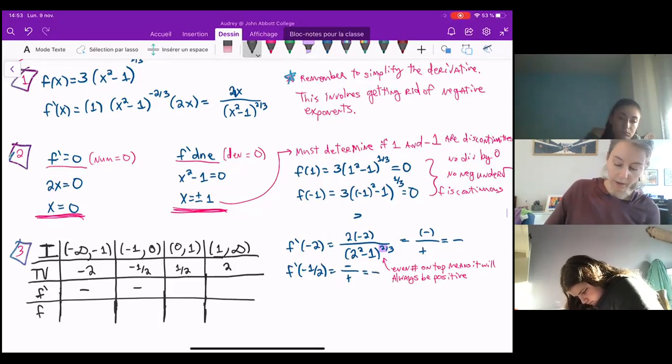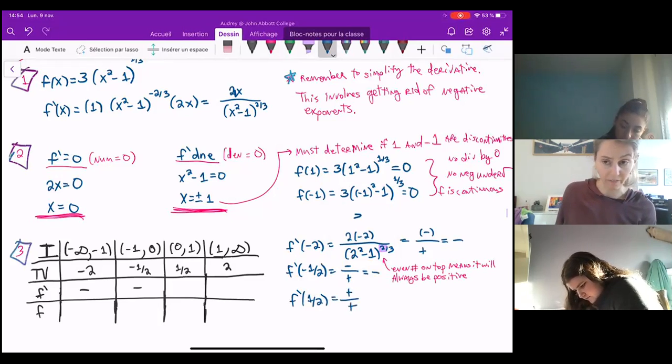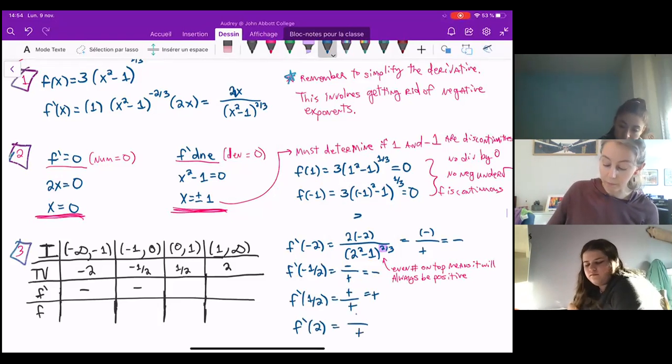So then we have a negative value there. F prime of +1/2, well, now the top is positive, but the bottom is still positive because it's always positive. And f prime of 2, we have the same thing. I know that the bottom is positive, and now the top is positive too.